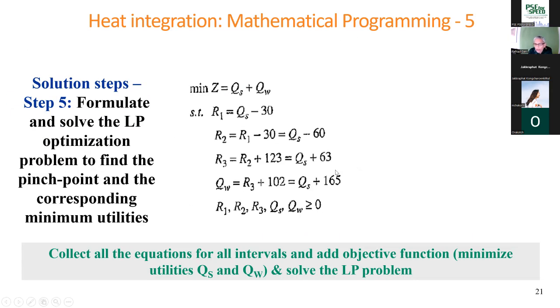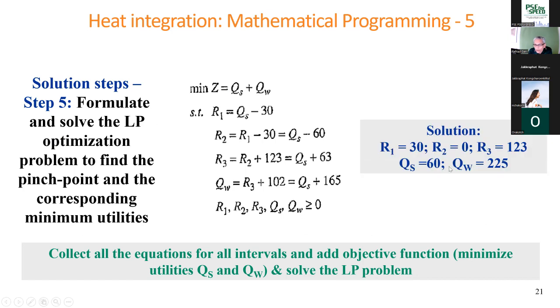And the minimum amount of energy needed is 60, and the minimum amount of cooling water needed to remove energy is this one. So that is the minimum utility cost. But we say it costs, but there is no cost item.